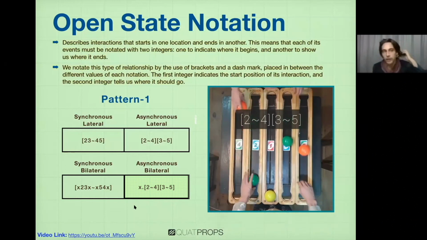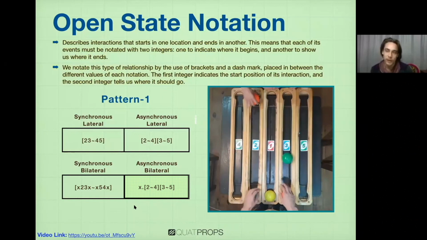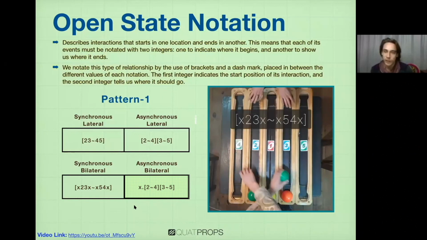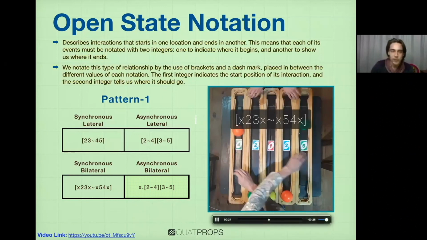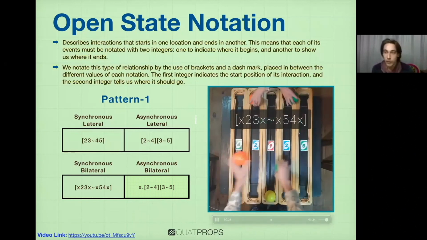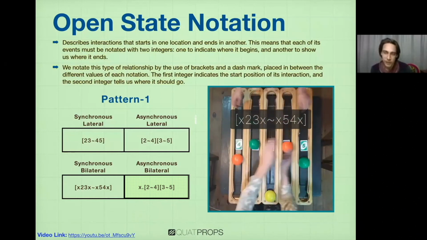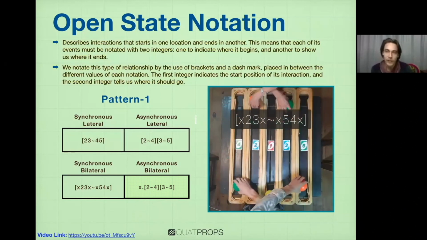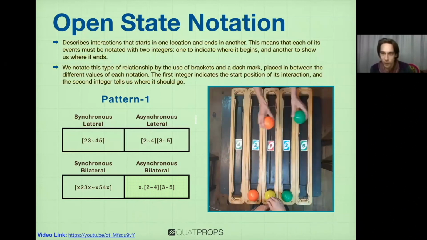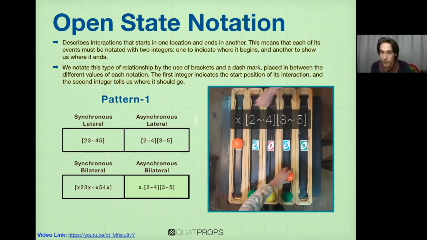To reiterate, for open state, we use brackets instead of parentheses, and we have a number that indicates where the object begins and where the object goes. So the first number is going to tell me where the object should arrive, and the second number is going to tell me where it goes. As a facilitator, when I'm using this notation, I tend to focus only on the second set of numbers because that's the number that affects me. I don't have to worry about the ball's arrival. That's the other person's job.